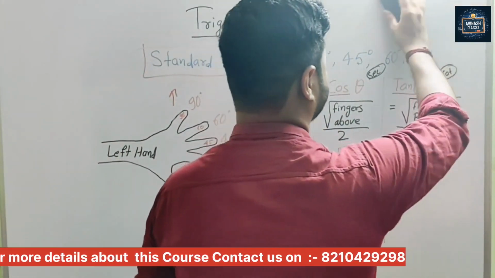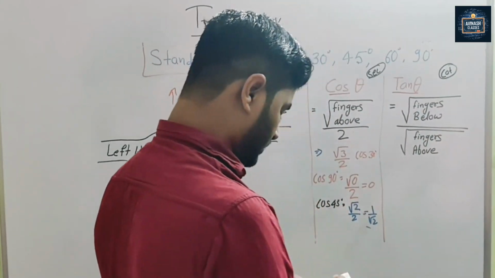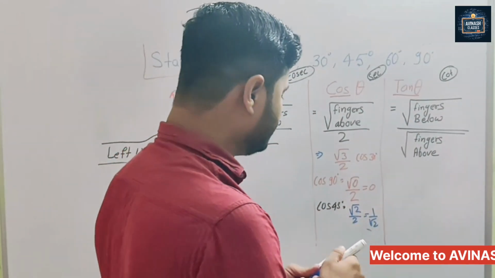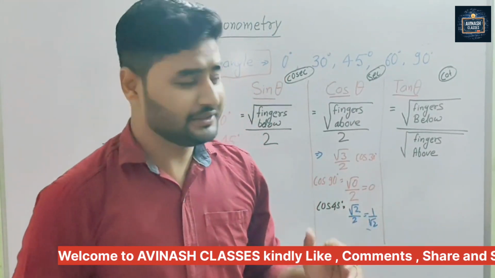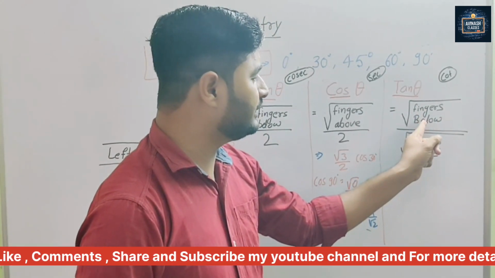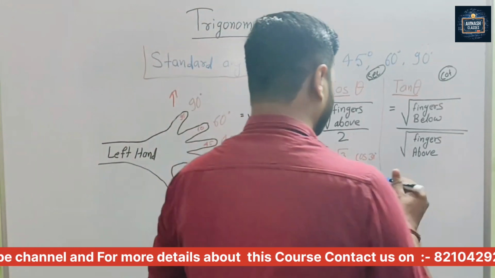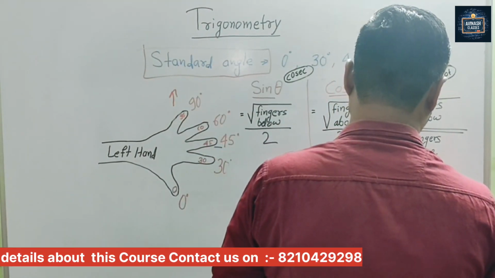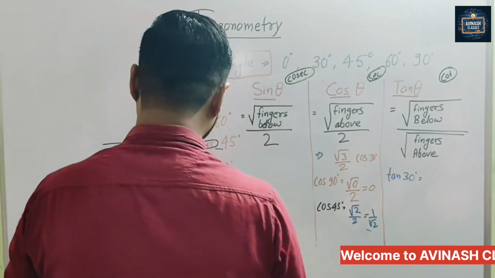Yes, sir. Now, tan. So how can you find for tan? Here, simple. Always we have to take the left hand side. Finger below, root under finger below by root under finger above. Take one example. Tan 30 degree.